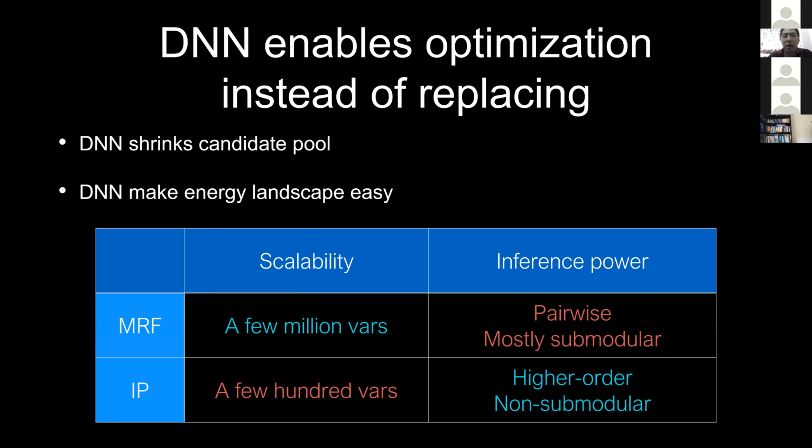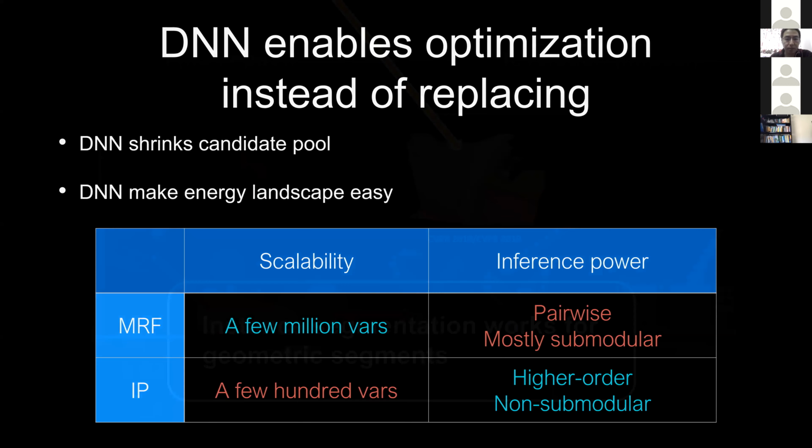So what DNN really enabled us is to use IP. By shrinking the problem size, we can cut out the impossible or unlikely solutions by DNN, and also derive some energy terms in the optimization, which are nearly convex and easy to optimize. So DNN allows us to use a powerful IP optimization technique, because IP can solve for complex topological inference, but DNN is not really good at that kind of problem. So that was the message we learned.